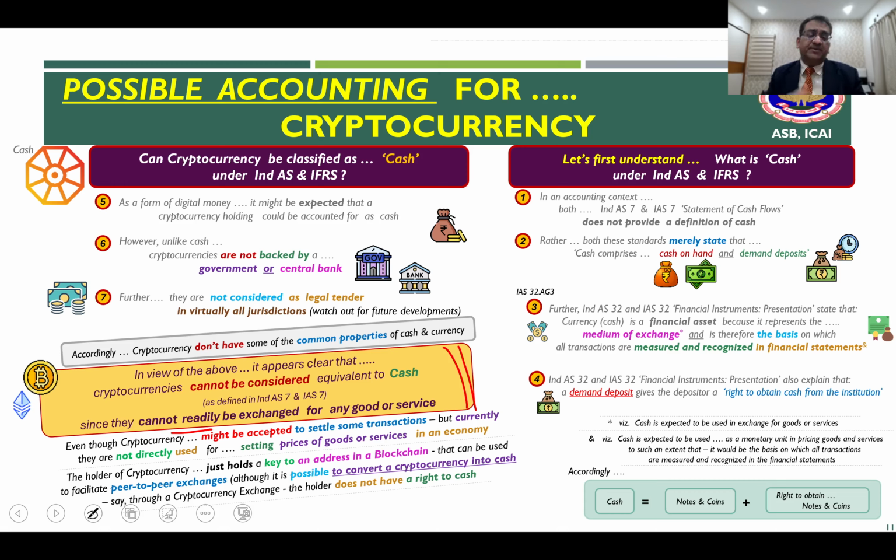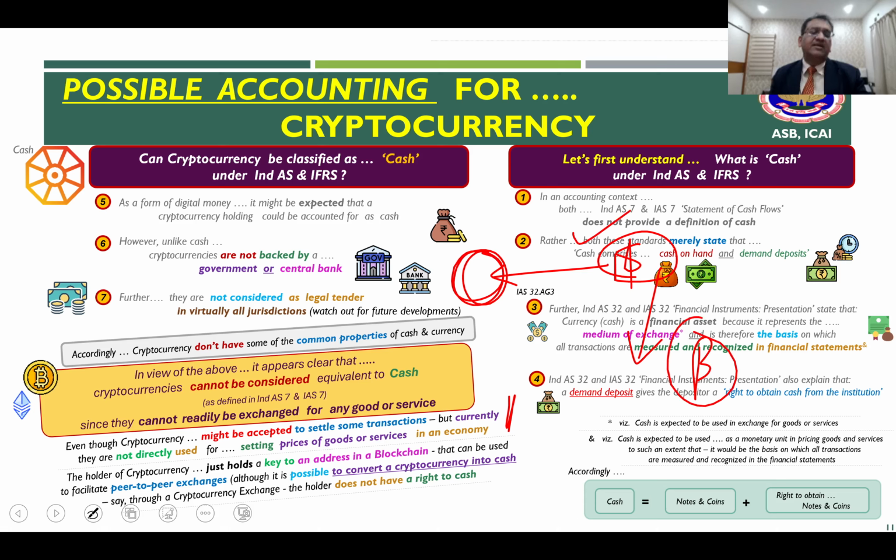At least you can't force it. If somebody accepts it, like Tesla, that's fine. But you can't force anybody to accept it because it is no longer a legal tender. And that's what we are saying in the bottom 2 points: even though cryptocurrency might be accepted to settle some transactions, like the example of Tesla, currently they are not directly used for setting the price of goods and services in an economy. Tesla is priced in dollar terms. When you make the payment for Tesla in Bitcoin, the amount denominated in dollars is converted into the equivalent Bitcoin. Therefore, the pricing is in the underlying dollar terms, not in Bitcoin terms.